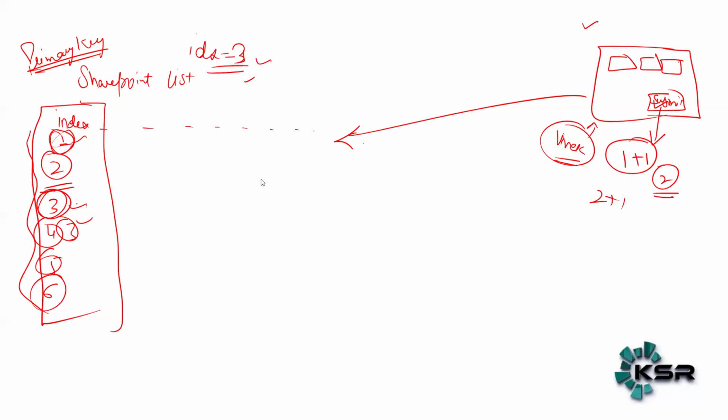So then there will be ambiguity here, right? Which one to give? It will ask, okay, you want index 3, but I have 2 records with index 3. Which one do you want? Right, so that's why it is required here.